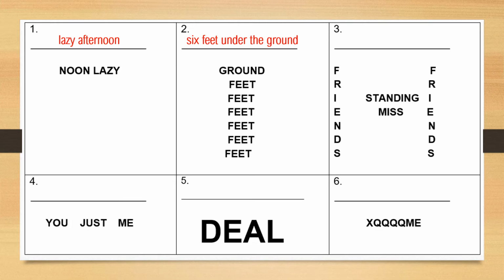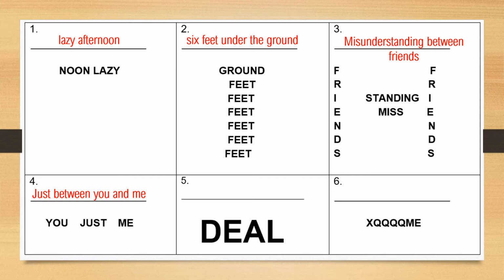Number 3. In between the word friends, there are the words standing and miss. Okay, so miss is under the word standing. So our answer is misunderstanding between friends. Number 4. If you're going to see, there is a word between you and me. So the word is just. Our answer in number 4 is just between you and me.